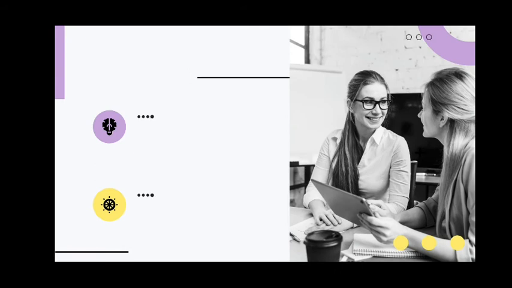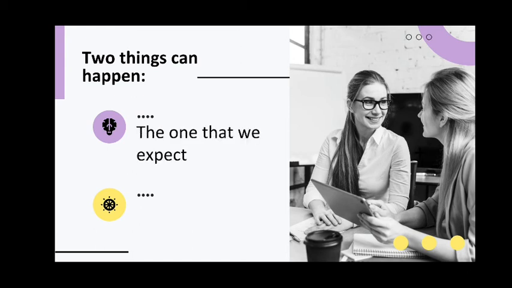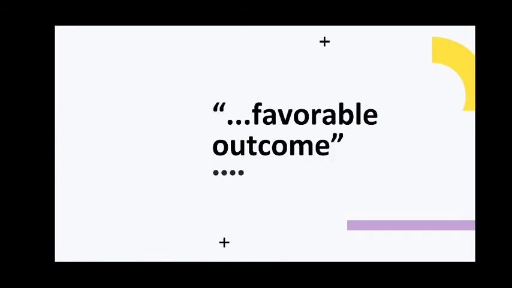In real life, whenever we do an experiment, two things can happen. It's either the one that we expect or the one that we do not. When the result is what we expected, then it is a favorable outcome.